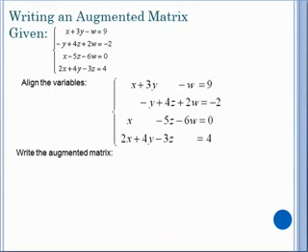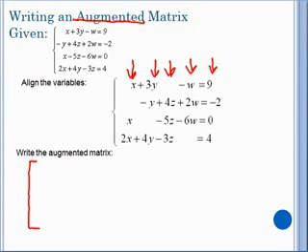So let's take a look at writing what we call an augmented matrix. And this is going to be the first step in using our matrix in order to solve this system of equations that we're given here. The first thing that you want to do is line up your variables so all of your x's are in one column, all of your y's are in one column, all of your z's, w's, and then you've got all of your constant terms on the right-hand side of the equation. So let's take a look at what our matrix is going to look like.